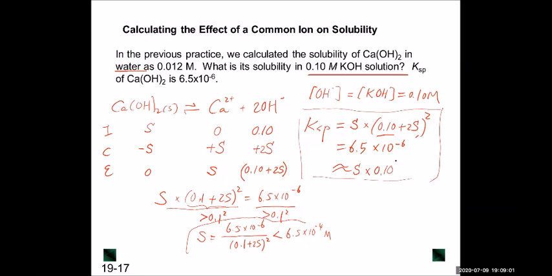So that's where the approximation applies. Since the 2s is too small compared with 0.10, using the approximation it just becomes this. And then we solve for S. The S is approximated, of course. It is Ksp, which is this, divided by 0.10 squared. That will give me 6.5 times 10 to the -4. That is the approximate solubility. And don't forget units. Solubility has molar, capital M, as a unit.